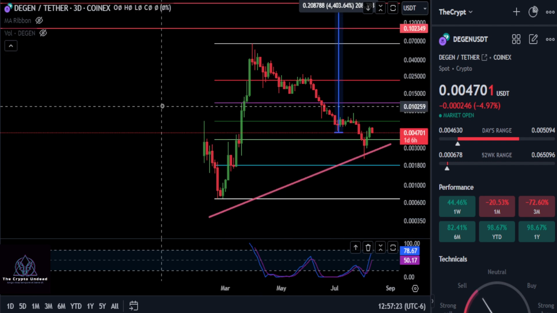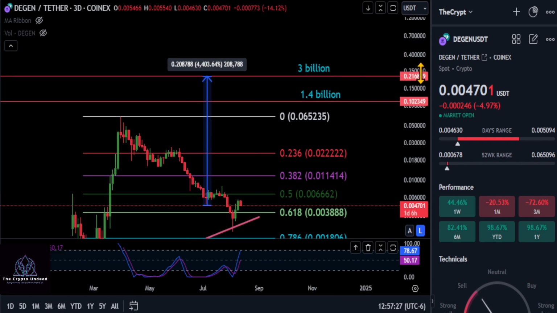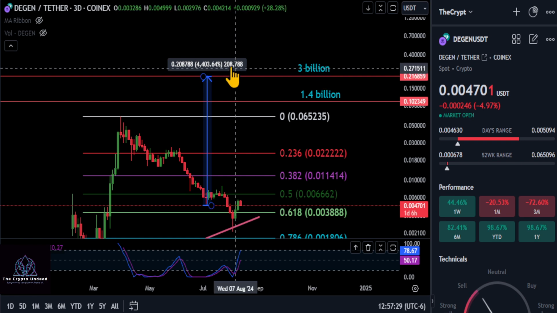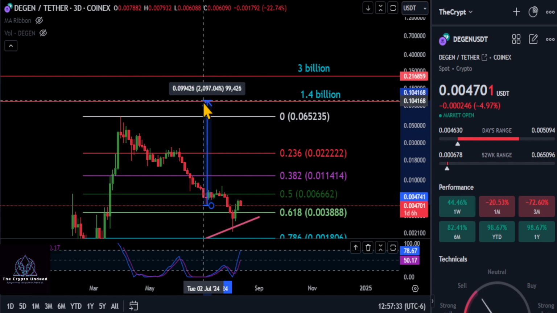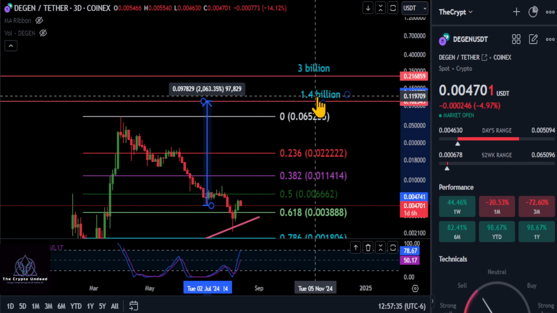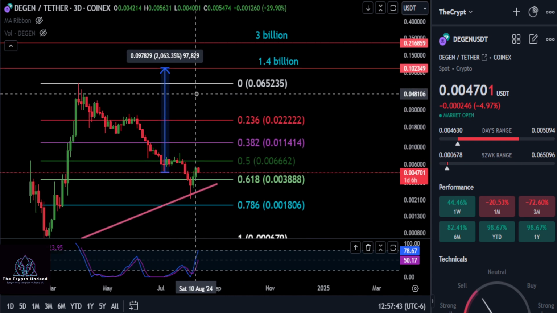With all that being said, before this gets way too long, how high can this thing go? We do have two targets up here. 21 cents at the 3 billion market cap is going to give you about a 45x. And then if you think DGEN is going to simply hit a billion market cap, we have the 1.4 billion up here to 10 pennies. I think is very reasonable, and you're looking at an easy 21 to 22x on your investment here on DGEN.